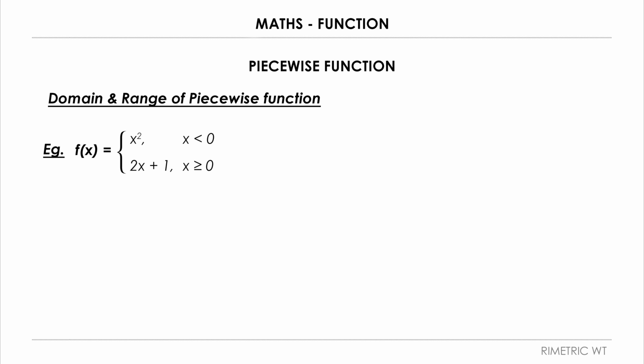Based on this idea, let's determine the range of the two examples we looked at earlier. Similar to finding the domain, the range of a piecewise function is the union of the ranges of each individual piece. Therefore, we first find the range of each piece separately and then combine them. Let's see this in our first example. For the first piece, we have x squared for the interval of minus infinity up to 0.